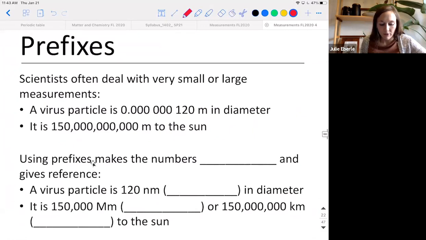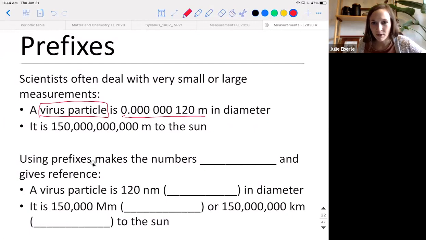So prefixes, what is a prefix? Well, they're important because in science, we often deal with numbers that are really, really big or really, really small. For example, everybody has been talking about virus particles lately, right? Did you know the size of a virus particle is that many meters? 0.00000. That is what something that small is wrecking our entire globe, right? But that's kind of hard. It makes my head hurt to look at that many zeros.